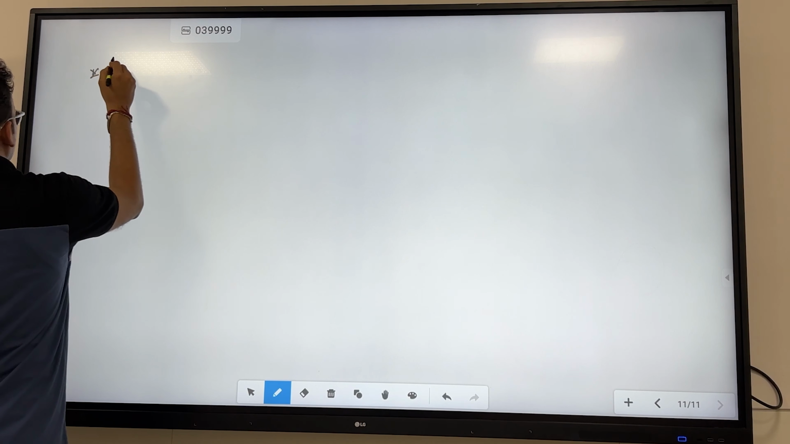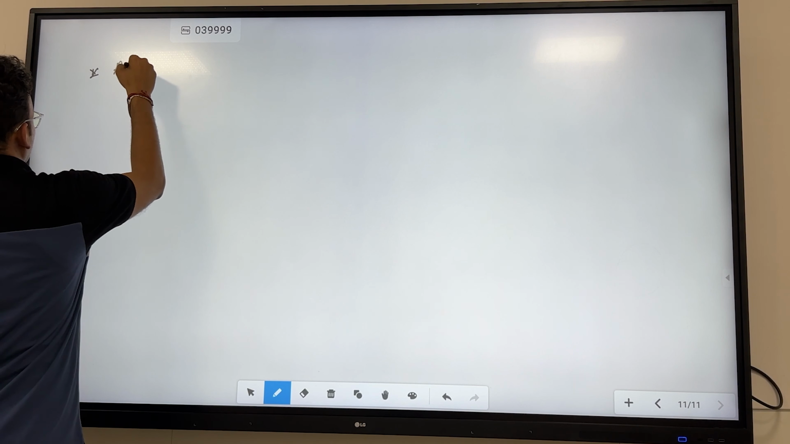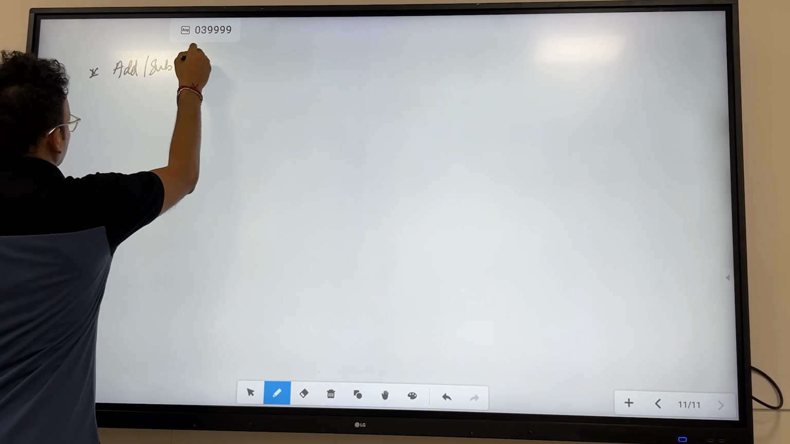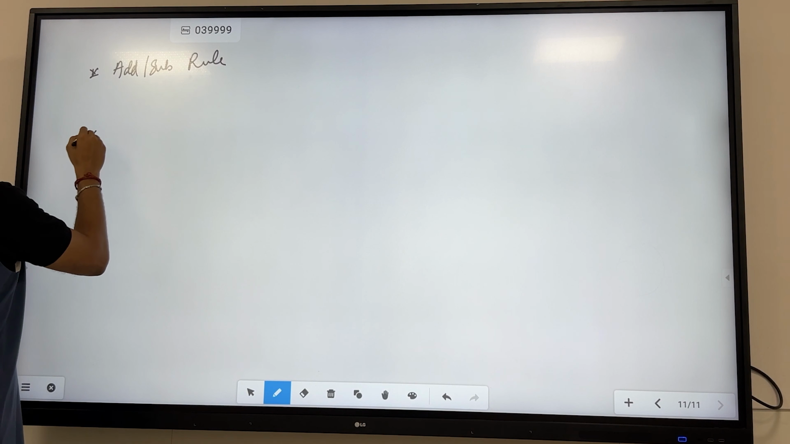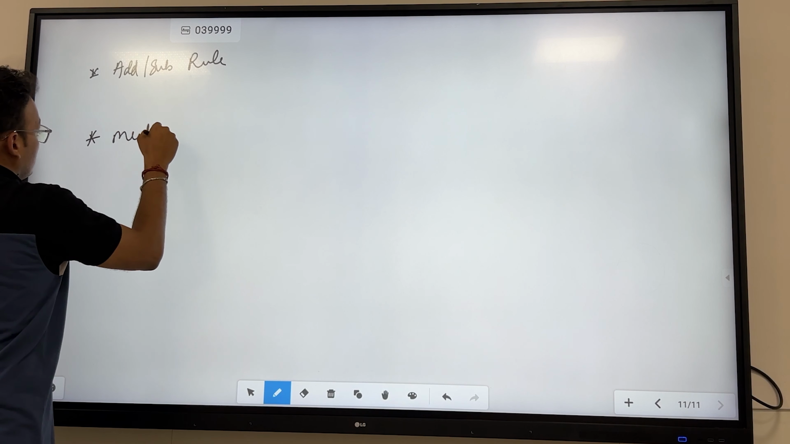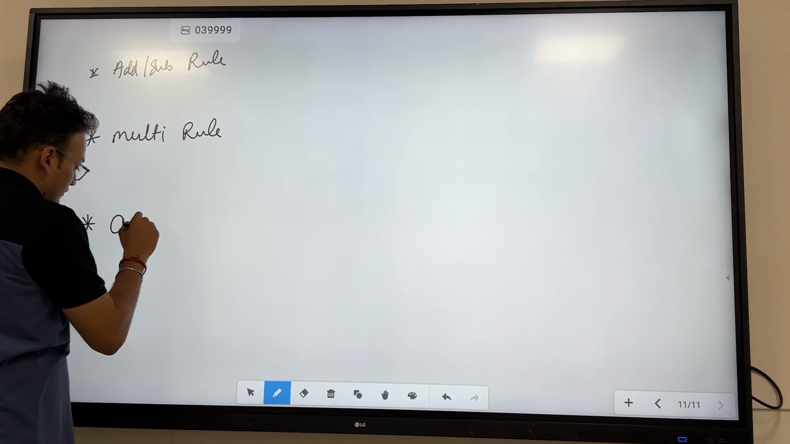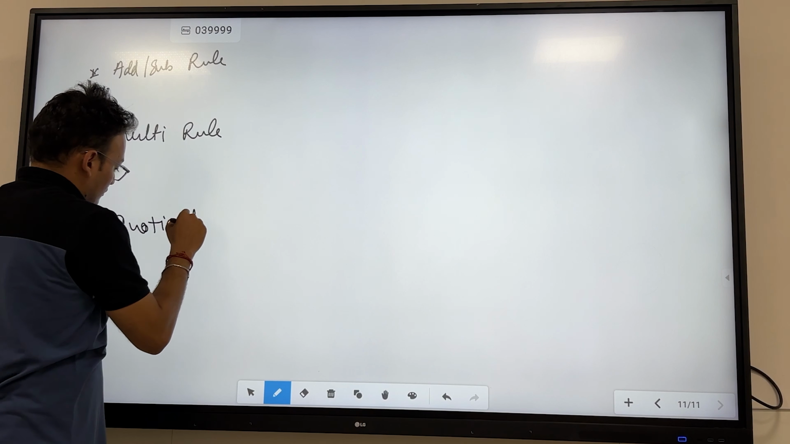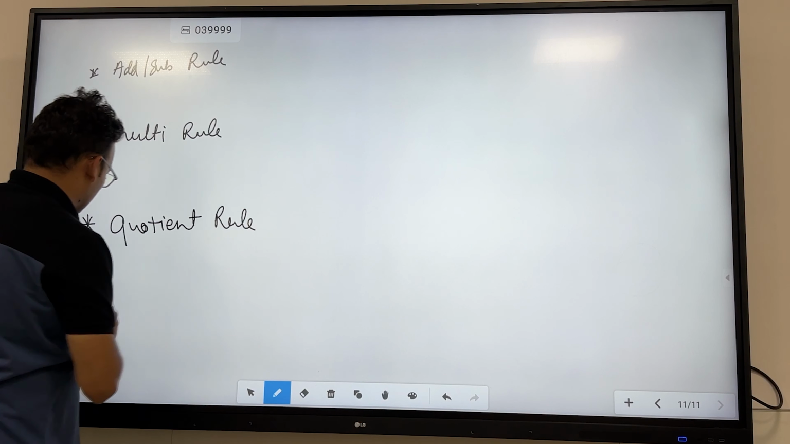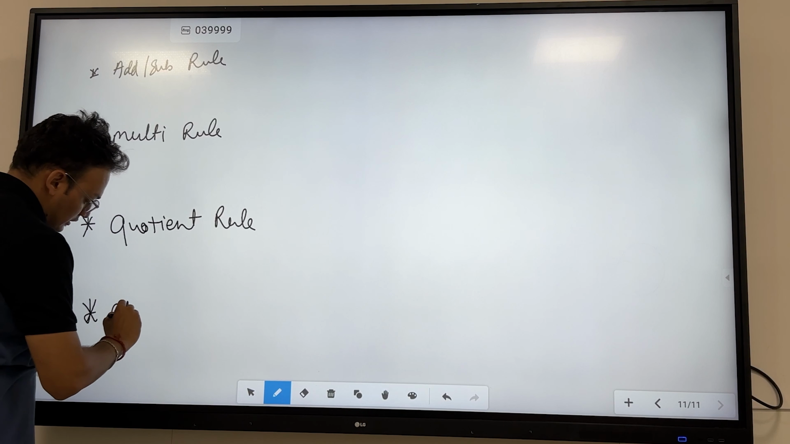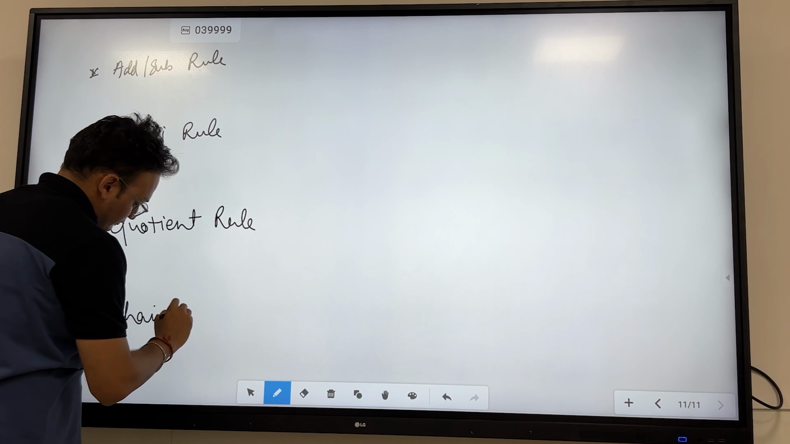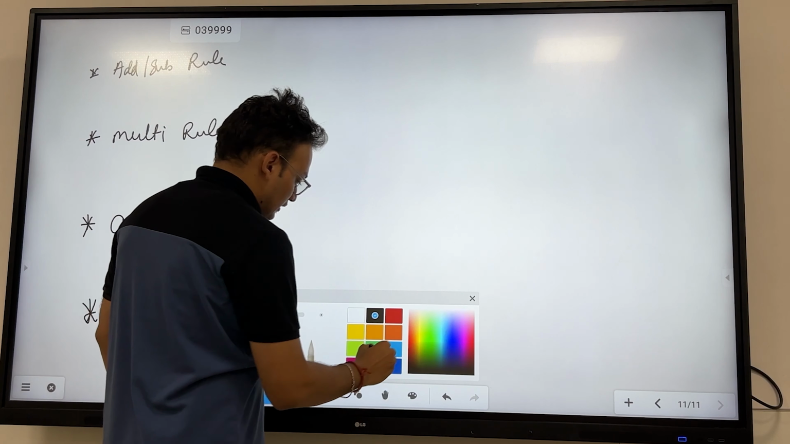So the first rule is the addition and subtraction rule. Second, we have the multiplication rule. Third, we have the quotient rule. And at the end, we have the chain rule.